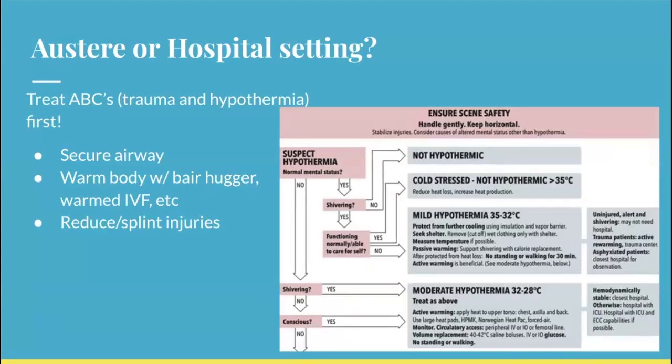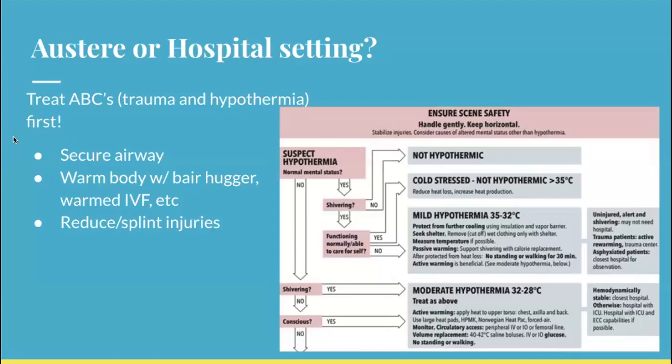I like this chart from the Wilderness Medicine Society on how to assess for hypothermia if you may not have a thermometer. The summary is if they have normal mental status, shivering, and are able to care for self, it's unlikely to be hypothermia and more likely just cold stress. If the mental status is okay, they're shivering, but they're not able to really care for self, then it's likely mild hypothermia. And if they're altered and shivering, or just altered but still conscious, that's when you want to think about moderate hypothermia.